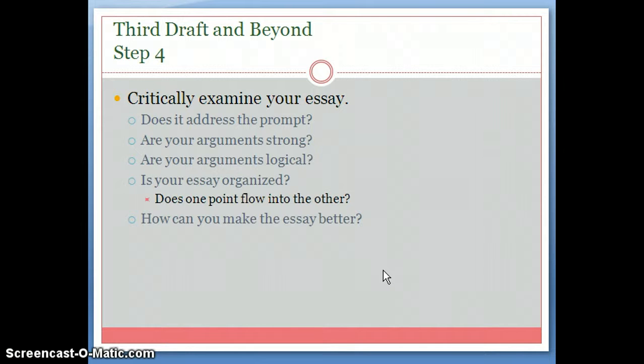Again, now I'm going to critically examine what I've done. Does it address the prompts? Are my arguments as strong as they could be? Are my arguments logical? Is the essay organized? Does one point really flow nicely from one to the other? And how can I make the essay better? And now I'm going to rewrite again based on those questions.